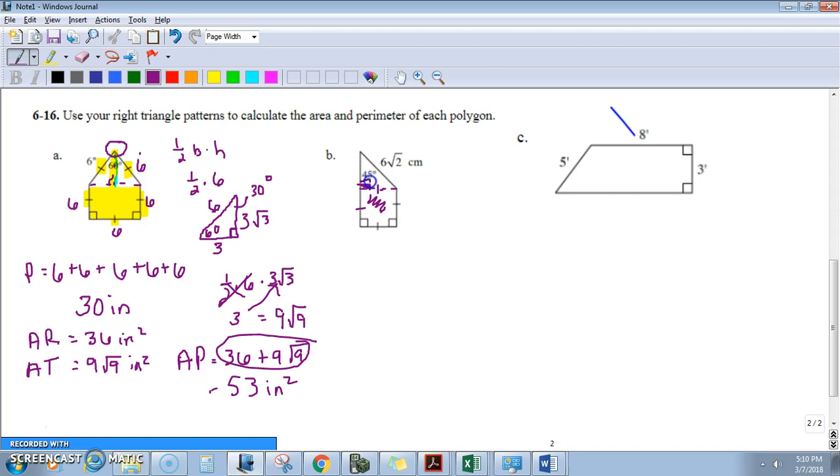up here, because this is a 90-degree angle. Whoops, doesn't look like it, but that is a 90-degree angle right there. So if the hypotenuse is 6 root 2, that means both of these other sides are 6. So let's do the area first. The area of the square, and these are all 6. The area of the square is 36. Okay, the area of the square is 36 centimeters.